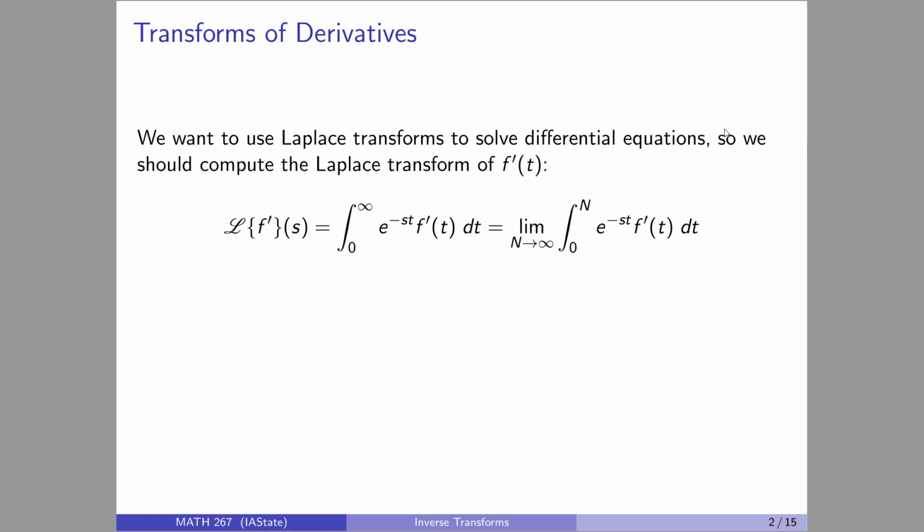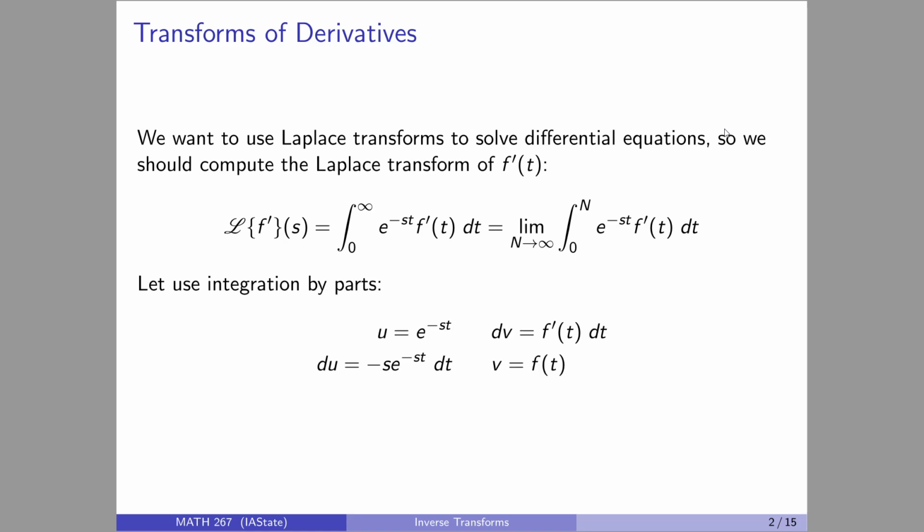So how are we going to handle this one? Well, it's an improper integral, so I convert it over to a limit like that. And now I'm faced with a definite integral from 0 to n of e to the negative st times the derivative of f. Well, I do not have any fancy tricks today. We've got to integrate this by parts.